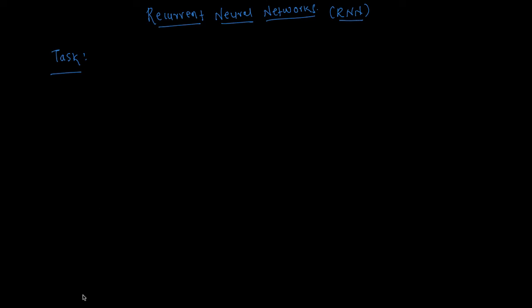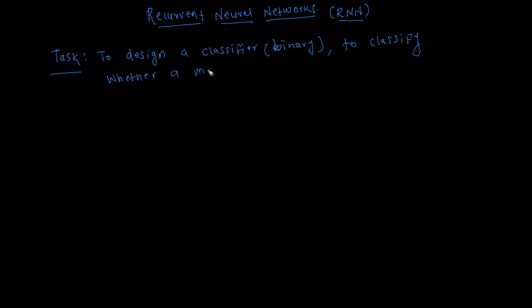So, recurrent neural networks. Let's say our task is to design a classifier, which essentially is a binary classifier, to classify whether a movie review is positive or negative. Sorry, let's say that is our task. That's what we want to do, right?